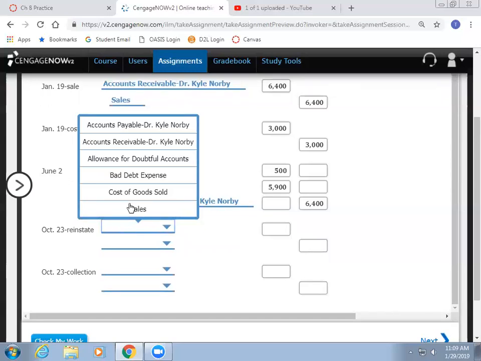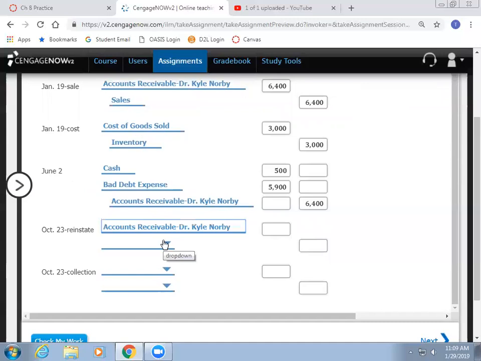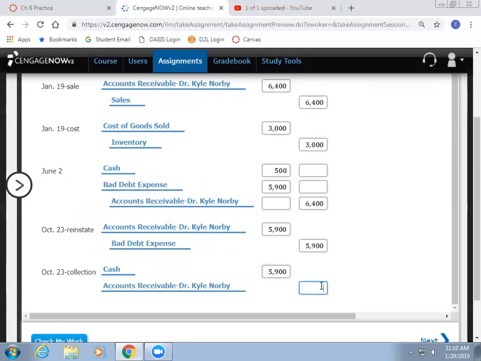So yeah, we're basically just reversing the entry. So we're actually going to debit his account, accounts receivable, to place it back on the books for the $5,900. And then we're going to credit bad debt expense to show it really is no longer bad debt, right? He's paying it. So we're reinstating it. And then the next journal entry is just him actually paying it. Okay, so we're receiving cash. So I debit cash, $5,900, and then I credit his account.